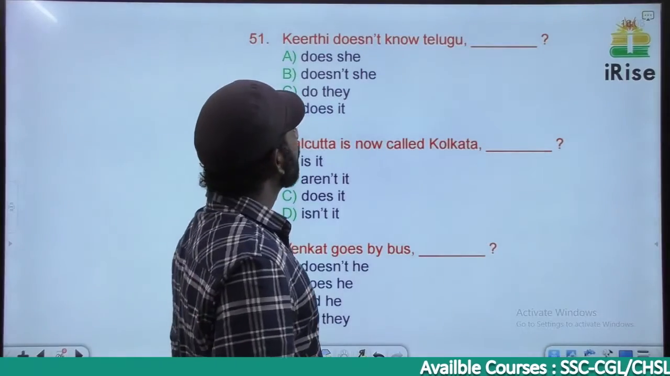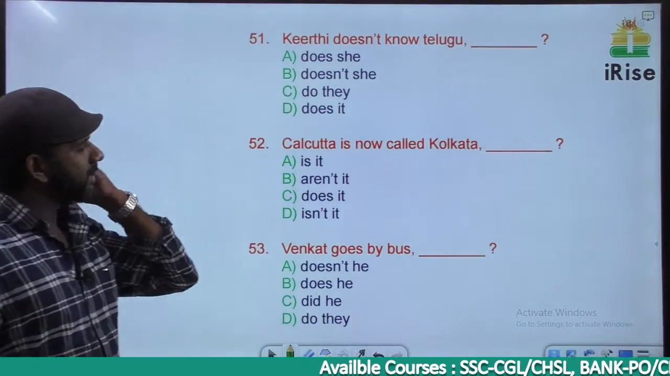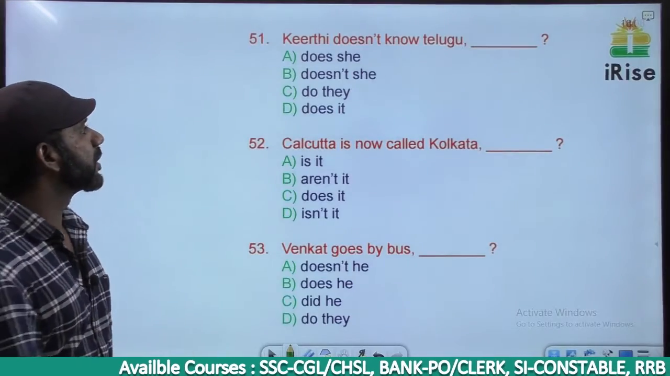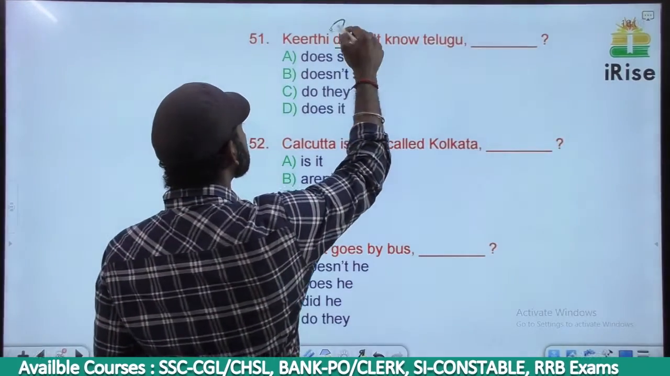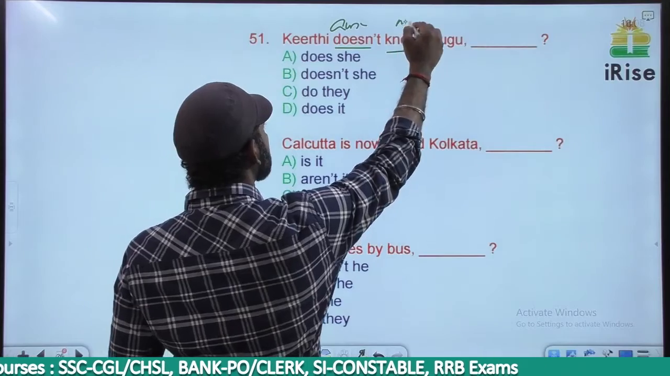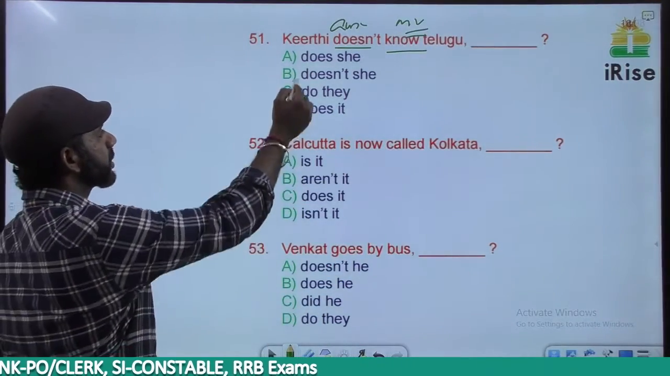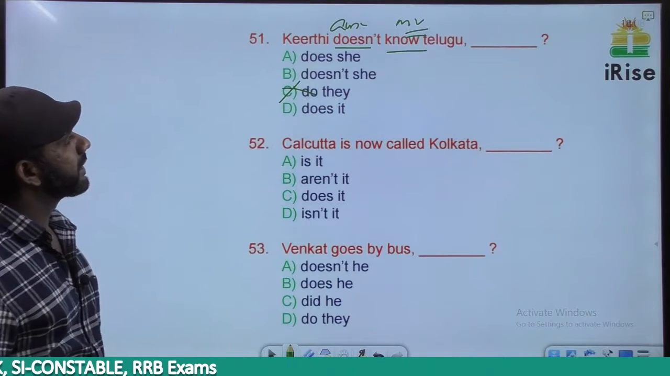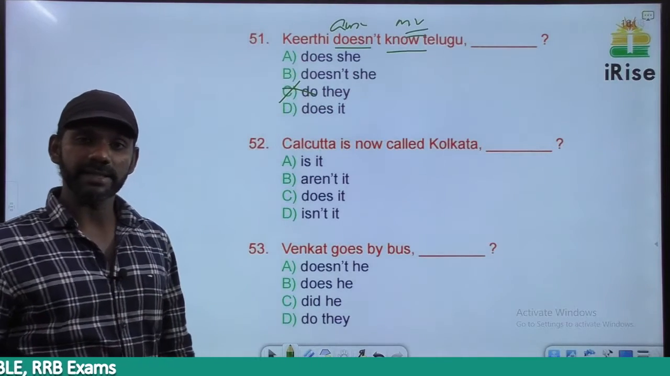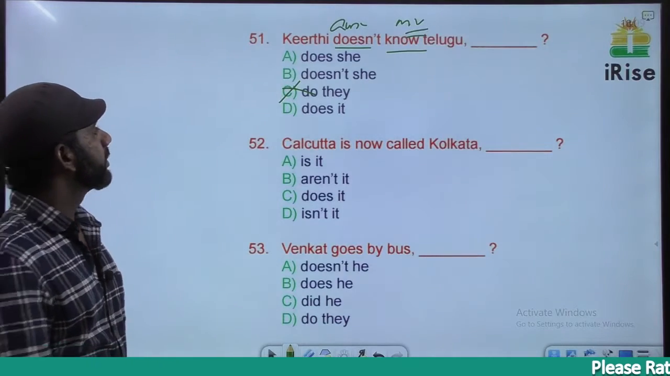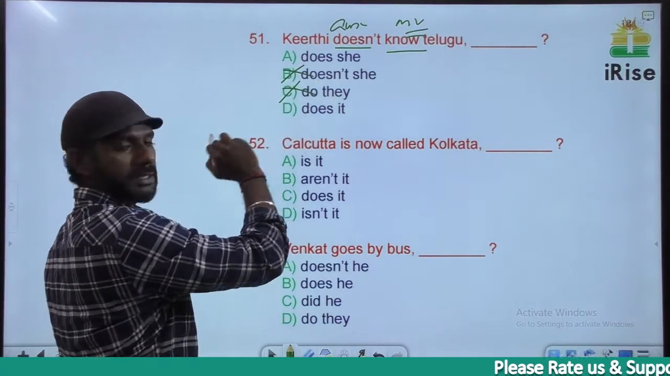Kirti doesn't know Telugu. Is does a main verb or auxiliary verb here? Does is an auxiliary verb here because know is the main verb. So the tag must be framed with does. Based on that, C is gone. Then we have an N-word in the sentence. Doesn't, does not. So in the tag, there should not be an N-word. Based on that, B is eliminated.